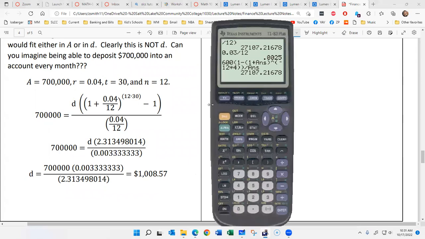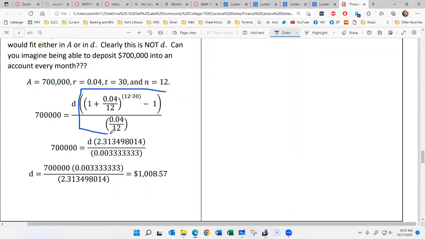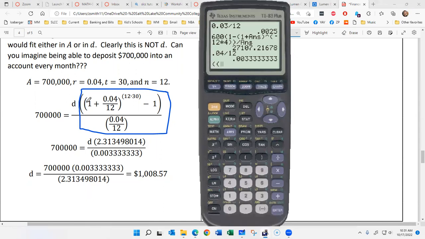So now for the ways to speed the analysis up with our calculators, the answer button's going to play dividends again. Let's work out the 0.04 divided by 12 first. We can see that's the number. Now that that's in there, we can work the right side out. So I'm going to work out all of this stuff right here. It's going to be D in there still. So it's double open parentheses, 1 plus answer button, right parenthesis, exponent, left parenthesis, 12 times 30. This is the growing one, so it should be the one with the positive exponent. Then minus 1, and close parenthesis, and divided by answer.